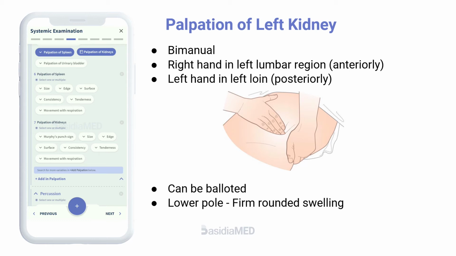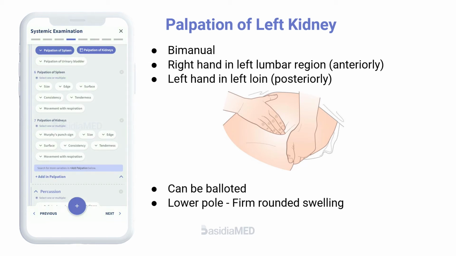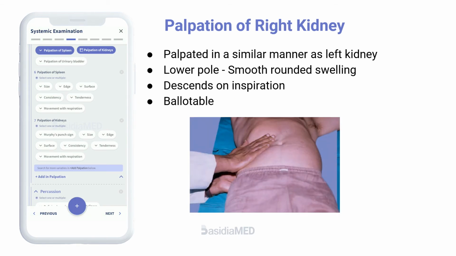Its lower pole, when palpable, is felt as a rounded firm swelling between both right and left hands. It can be pushed from one hand to the other. This is called balloting. Palpation of the right kidney. Feel for the right kidney in much the same way as for the left. The lower pole of the right kidney is felt as a smooth, rounded swelling, which descends on inspiration and is bimanually palpable and may be balloted.